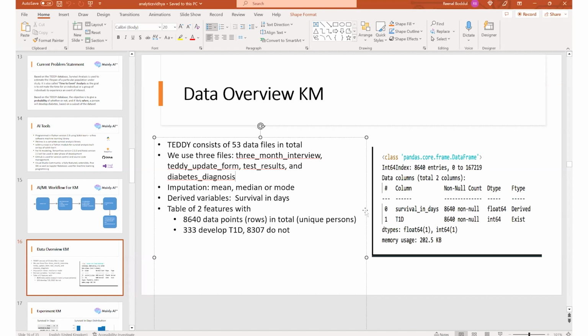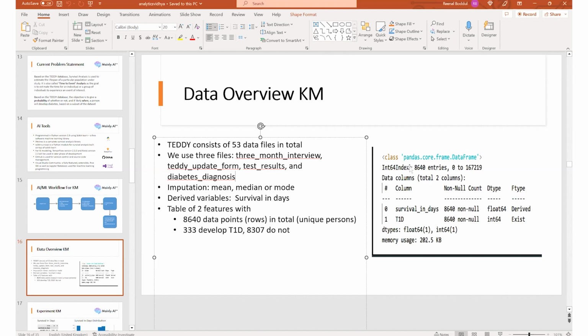When we talk about the data, not every person is going to experience the event. Not every person is going to have type 1 diabetes. That kind of observation is called a censored observation.